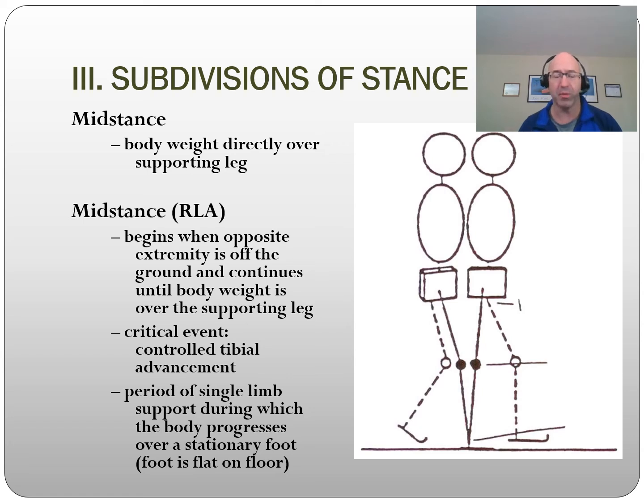They do concept referrals to the opposite leg and where it is in time, because in the Rancho scale, the leg is moving from behind the body to in front of the body. This is a critical event where you're controlling the lower leg, where your tibia is as it moves forward. Okay, so this is a period of single limb support. Just one leg is on the ground while that body progresses through with the swing phase.